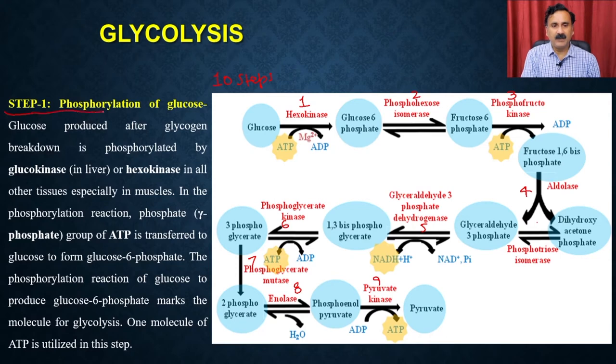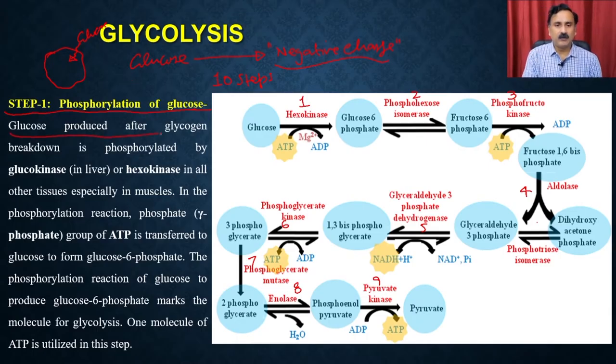Step one is called the phosphorylation of glucose. You can imagine that as soon as a cell receives glucose from outside, this glucose is available for glycolysis. But as glucose is an uncharged molecule, it needs to be trapped inside the cell, right? That process is done in step one. So glucose is going to be phosphorylated. And what happens when glucose is phosphorylated? Glucose is an uncharged molecule, and once you do the phosphorylation, it develops a negative charge, and because of that it is going to be trapped inside the cell and committed to the oxidation process.